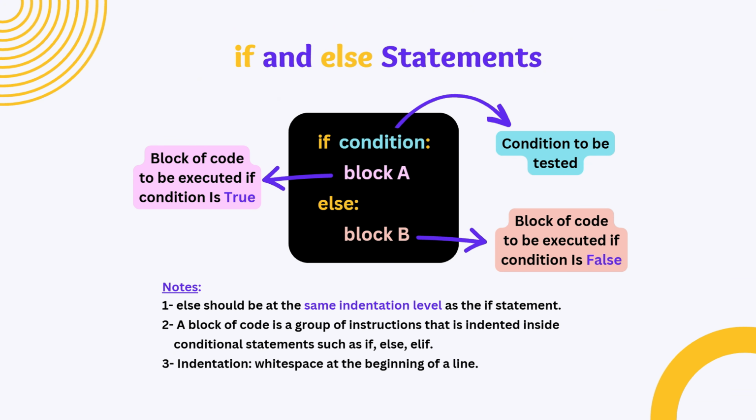Start with if followed by a condition to test. If the condition is true, Python executes block A, which is the indented code under if. If false, it jumps to else and runs block B instead. Notice that the else should be at the same indentation level as the if. And remember, a block of code is a group of indented instructions inside these statements. Indentation is just the spaces at the start of a line, and it's essential for Python to understand your code structure.